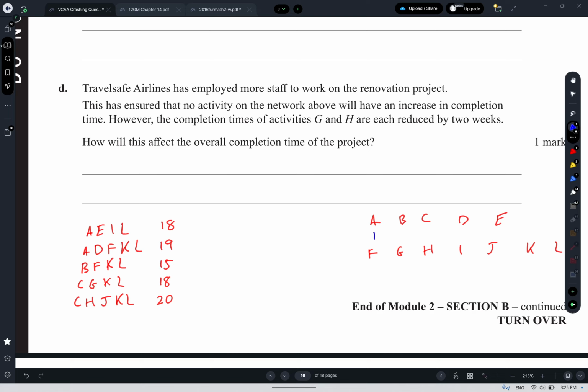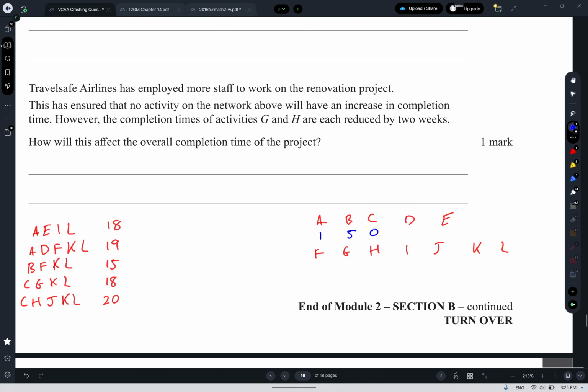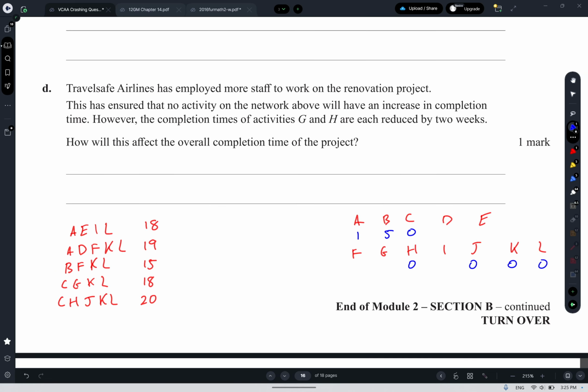has a float of 1. The longest route that B is on is 15, so B has a float of 5. The longest route that C is on is 20, so it has a float of 0. Actually, let's do all the critical ones first. So C, H, J, K, L are all 0. So C, H, J, K, L all have no float because they're critical.